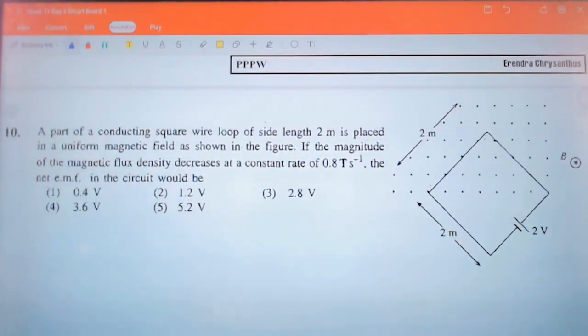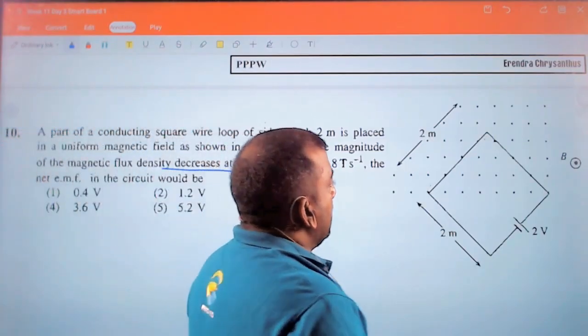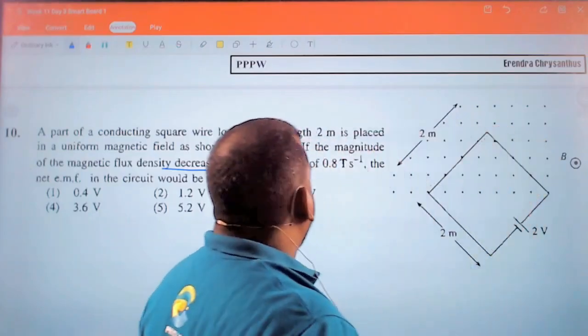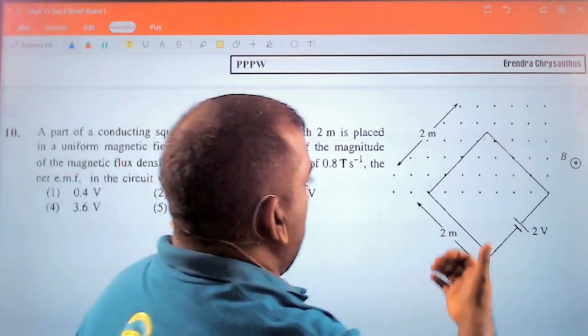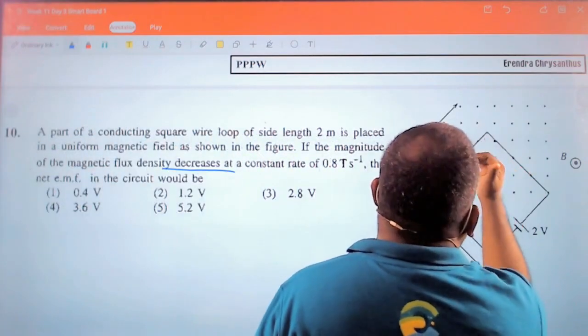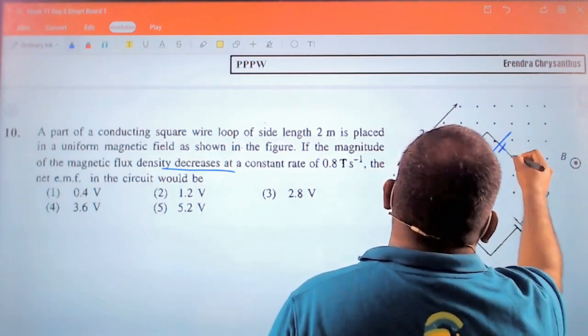Question number 10. Part of a conducting square loop of side 2 meter is placed in a magnetic field. The magnetic field decreases. So if it's decreasing, we have to increase it. Dots, so field lines coming out are decreasing, so we must increase it. Current will travel in that direction, so here we have EMF.